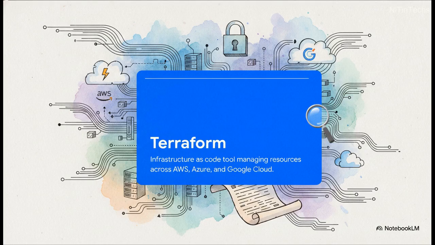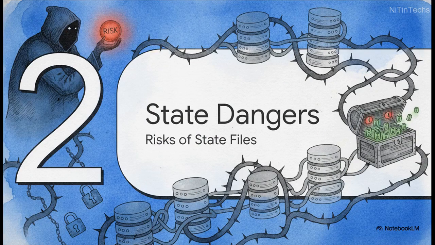That blueprint, the state file, is your centralized source of truth. It maps your declarative code to real-world resources. But here's the catch. When we treat infrastructure entirely as code, the specific file tracking that state suddenly becomes the single most critical asset in our pipeline. And honestly, that is exactly where our security journey begins. Which brings us to Section 2, Dangers of Terraform State.